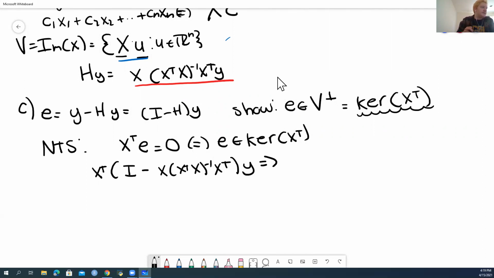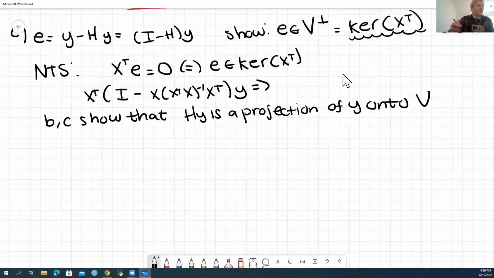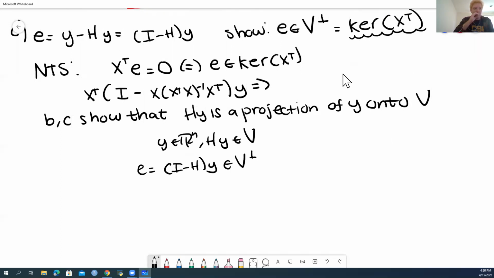And then he says that B and C show that HY is a projection of Y onto V. So let me explain that to visualize what's going on and why this proves that. Remember we proved that for any Y in Rn, HY is in V, and then we showed that E, which is equal to I minus H times Y, is in the orthogonal complement of V.